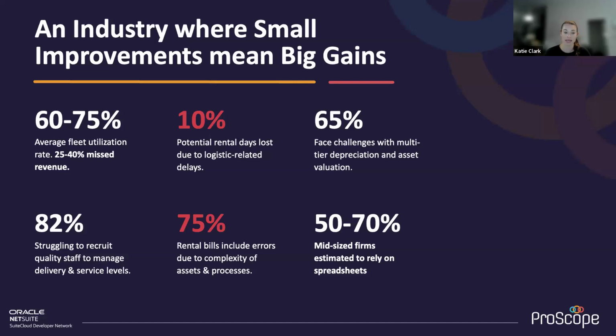And where everything really comes to a head is that 50 to 70% of mid-sized firms are still relying on spreadsheets to manage all of their rental operations. That's not just about convenience, it's really a core risk. Disparate systems, disconnected data, and manual workarounds are not only frustrating, but they create real, measurable financial loss. So that's really the heart of what we're going to focus on today: how ProScope brings visibility, control, and automation to rental asset management by eliminating those silos and replacing spreadsheets with a single source of truth inside NetSuite.